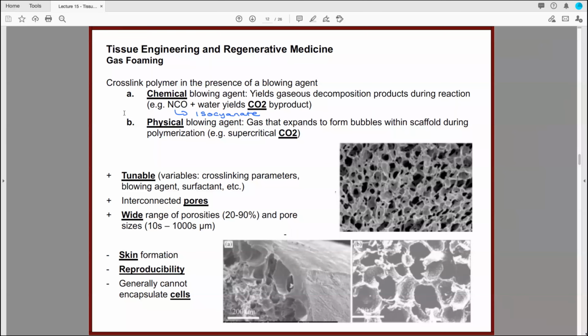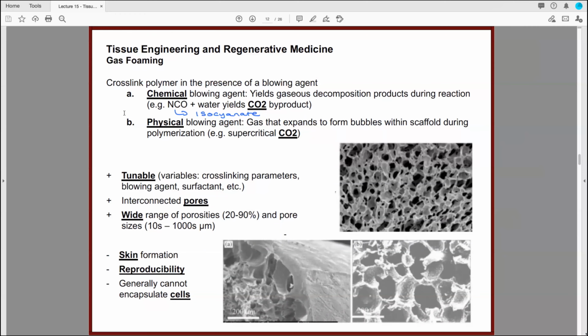Now, the good thing about using this gas foaming method is, again, that they're tunable, and we know that we can change the cross-linking parameters. We can change the blowing agent, and we can also change the surfactants that we use in there as well. They help us modulate the pore size. The pores are interconnected. We can have a wide range of porosity, anything from about 20 to 90%. And the pore sizes are wide ranging as well. I don't know why it's written there 10 seconds to 100 to 1,000 seconds, so I'll get rid of the S, but it's 10 to 1,000 microns. So we have quite a broad range of porosities in there.